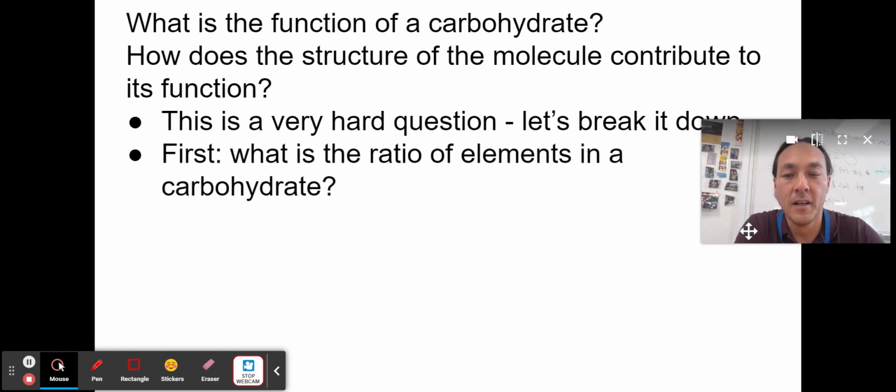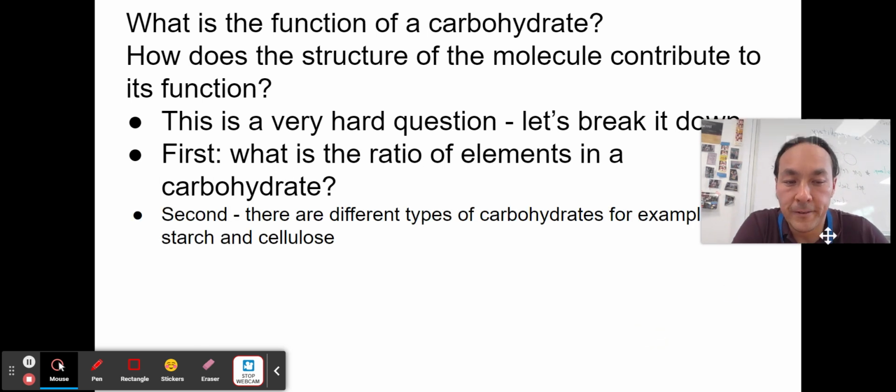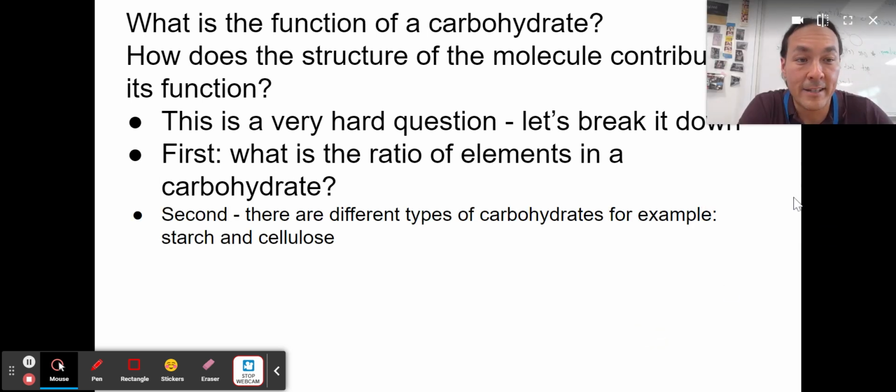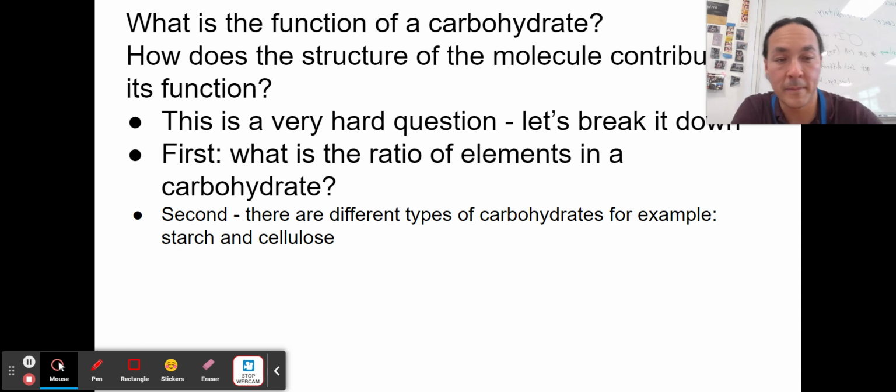Do you remember what the ratio of elements in a carbohydrate are? Well, if you got C6H12O6, which is glucose, you might remember that from our second unit, but usually 1 to 2 to 1 for carbon, hydrogen, and oxygen. So 1 carbon, 2 hydrogens, 1 oxygen.